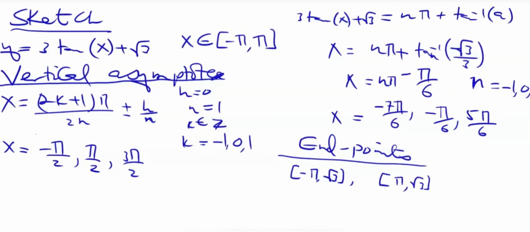Those are supposed to be indicated in any graph. Your endpoints need to be indicated if that's a restricted domain. In this case, it's a restricted domain, so we need to indicate our endpoints. And the graph will look like this.